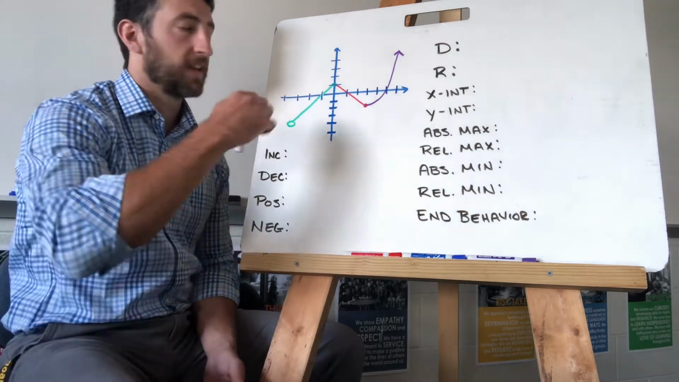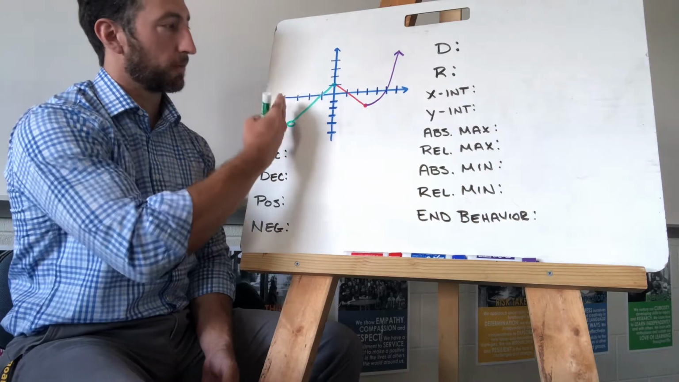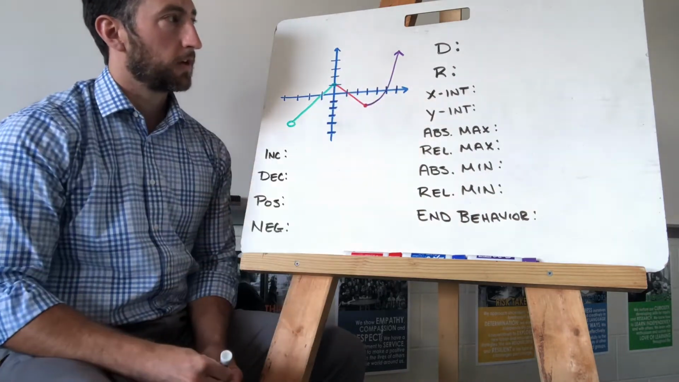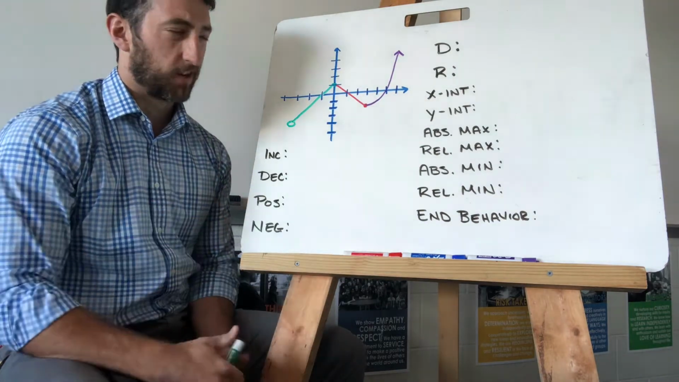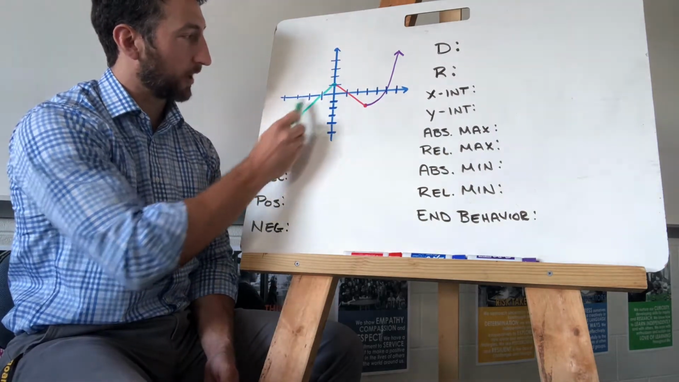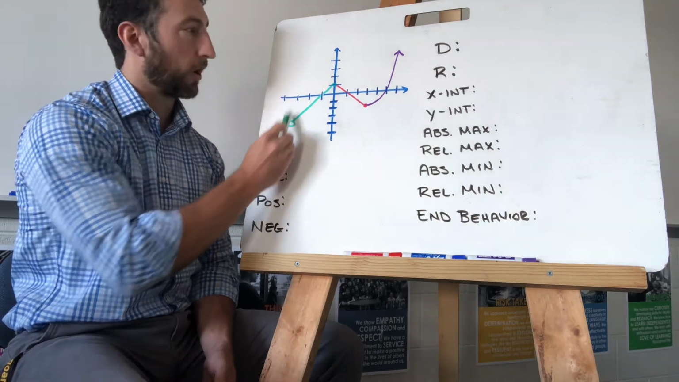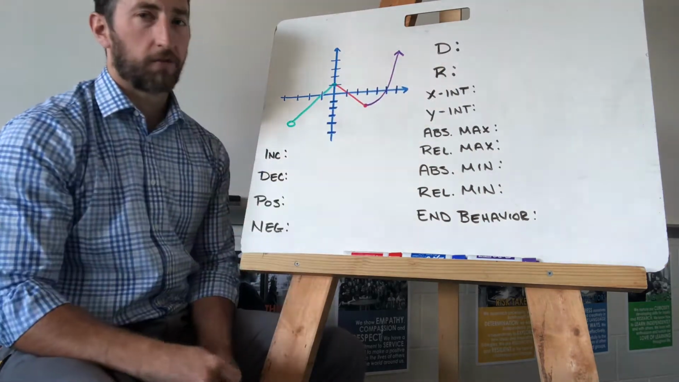So domain is the set of all of our x's. What we want to do is look from the left side to the right side to find the domain. We're going to put this in interval notation. So we start looking over here at the left side, and it looks like this is going to line up with -3 for our x value. So remember, domain is the set of all of our x values.